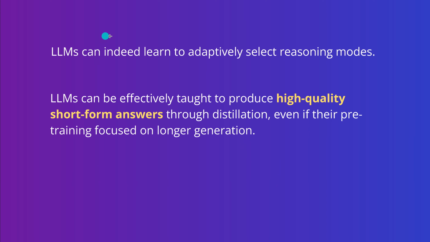What's really nice is that an LLM can indeed learn to adaptively select the reasoning modes with those systems. Now, of course, this was done here by a university. As you see, we have a 1.5 billion model and the 7B model. If we go to, I don't know, a 72B model, I think the performance will increase. We have no idea yet about the scaling laws for these particular models. But it is really interesting, after we looked at the reward model and the LLM model, to now see these adaptive selective reasoning models. Plus, LLMs can be taught to produce high-quality short-form answers through this distillation, through supervised fine-tuning, even if they're pre-trained and focused on longer generation.